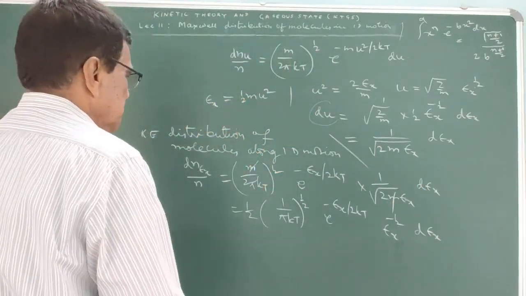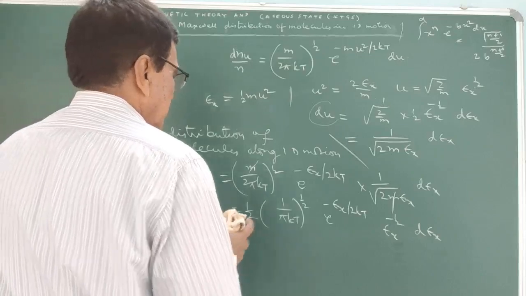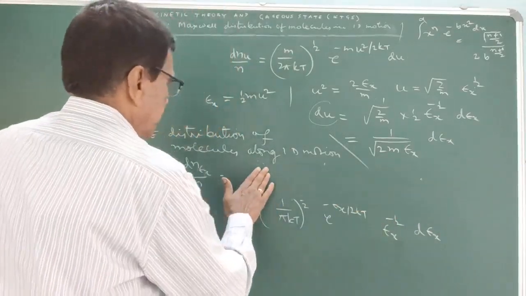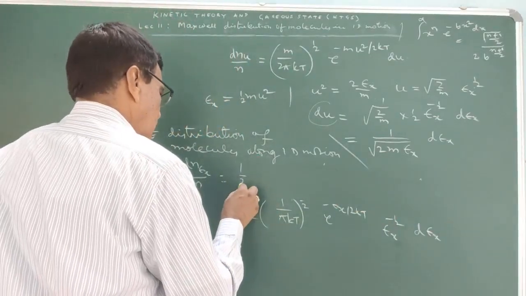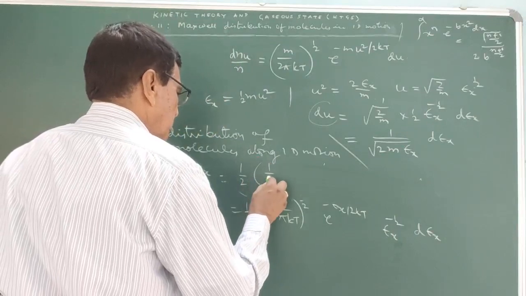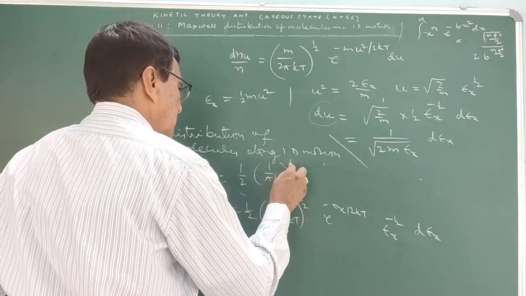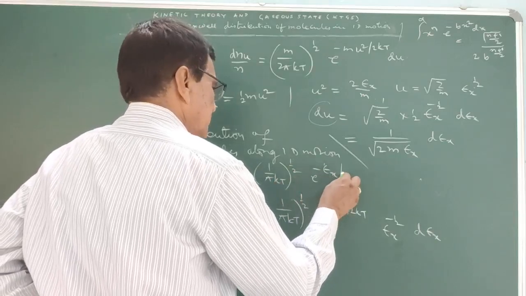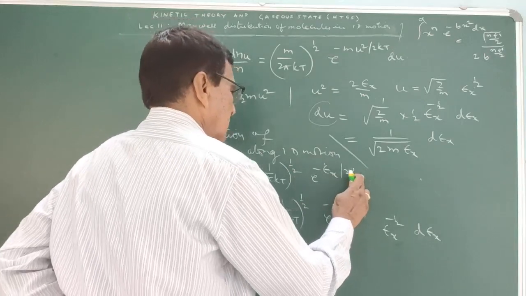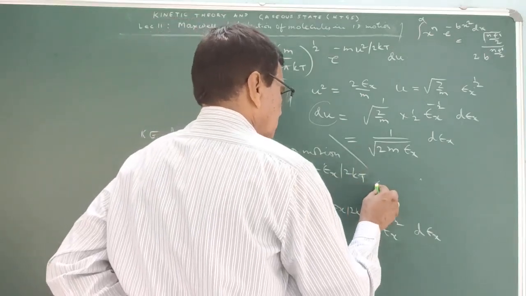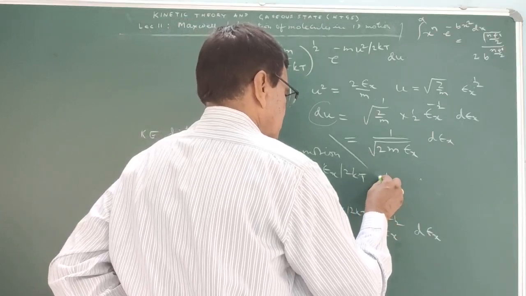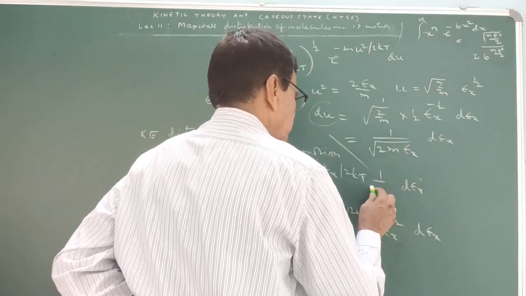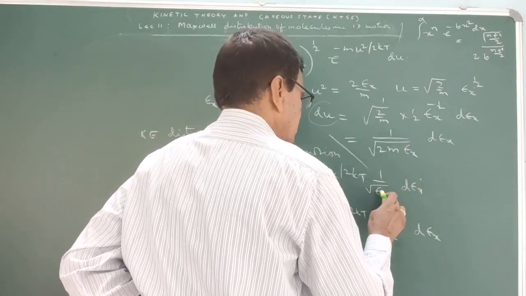So the kinetic energy distribution we can write here as 1 by 2, and 1 by pi kT to the power half, e to the power minus epsilon x divided by twice kT, into epsilon x to the power minus half and d epsilon x, or you can write 1 by root over of epsilon x into d epsilon x.